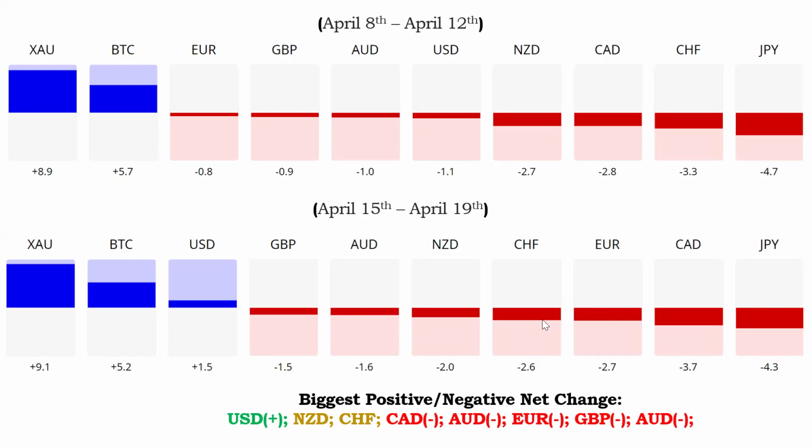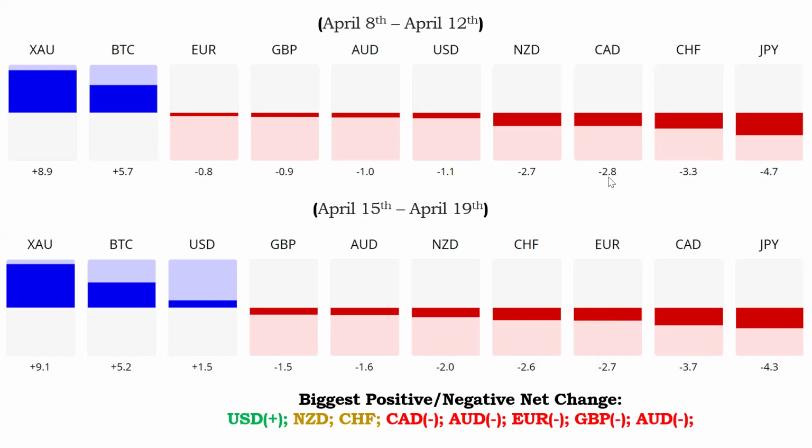We also have the Swiss franc moving from negative 3.3 to negative 2.6. So I'm also looking at that. Is it going to sustain this strength? We don't know. We'll see. And the euro is moving from negative 0.8 to now negative 2.7. So it's among the negative belt that I would like to short against the dollar.